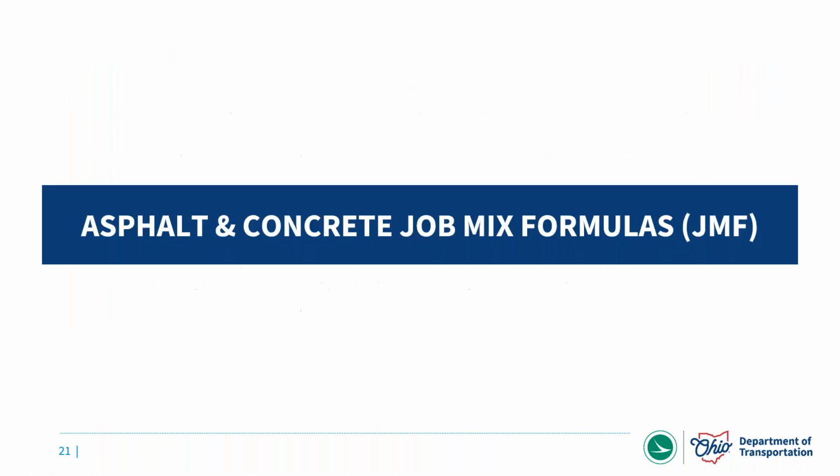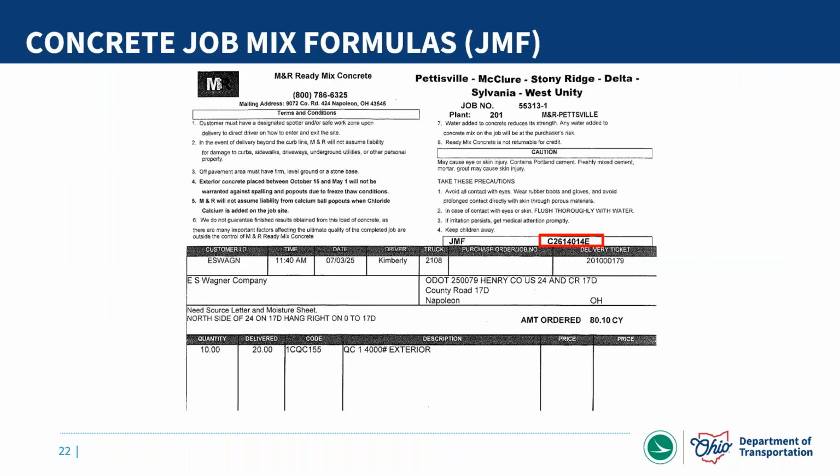Now to jump into some asphalt and concrete JMFs. A JMF is basically a way to ensure the asphalt or concrete mix is approved and from a certified producer and supplier. So you should be using the JMF that comes to the site on the concrete ticket, and it's shown here in a red box. So that's an easy way to find where the JMF is on a concrete ticket.